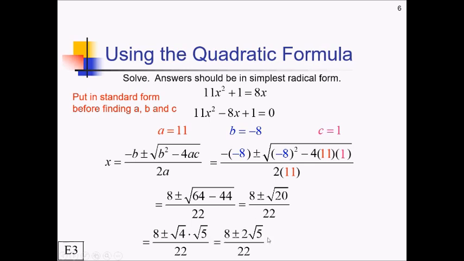And now let me look at my numbers. 8, 2, and 22. Those could all be reduced by 2. So if I do that, 8 is going to become 4, 2 is going to become 1, 22 becomes 11, and then finally I've got 4 plus or minus just radical 5, I guess, all over 11.